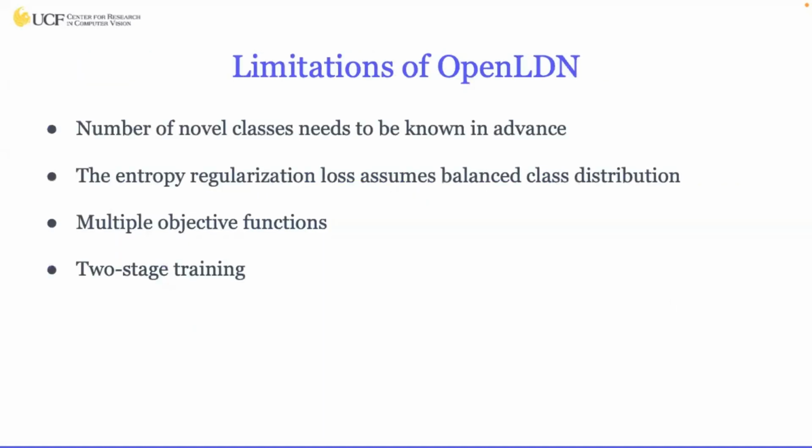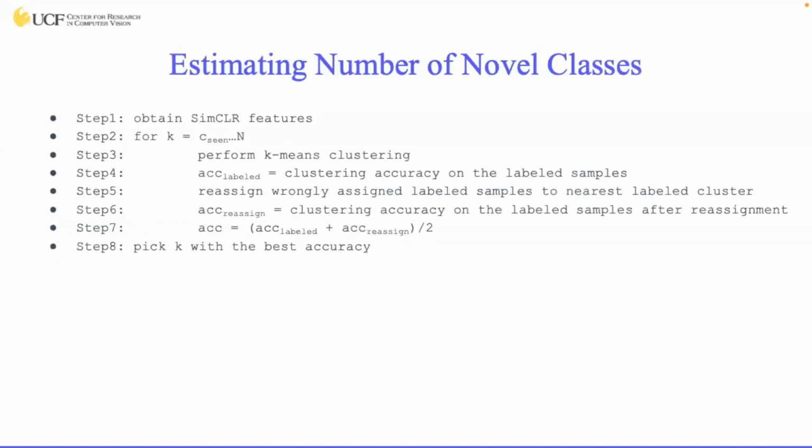Now, if we think back about the limitations of the second work, these were the 4 limitations. We have already taken care of the 2. That means this work does not require multiple objective functions, and the training does not have 2 stages. Now let's focus on the 3rd limitation. That means the number of novel classes needs to be known in advance. To address this limitation, in this work, we propose a simple method to estimate the number of novel classes.